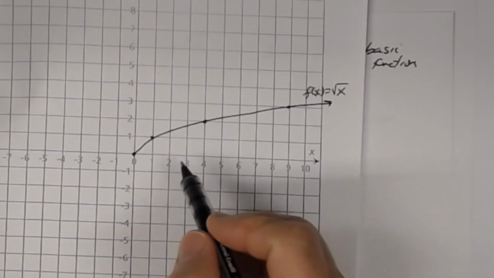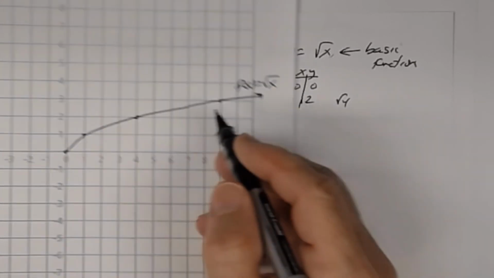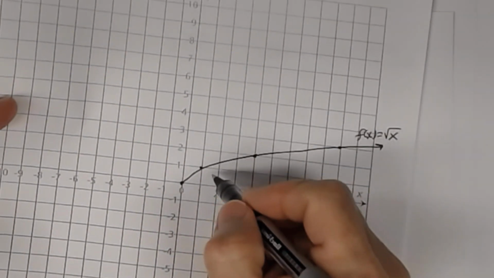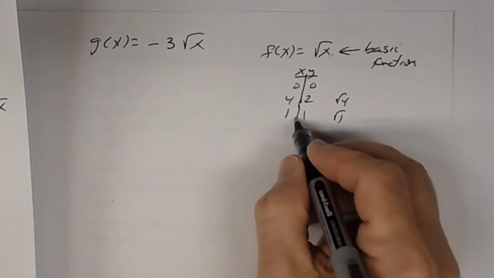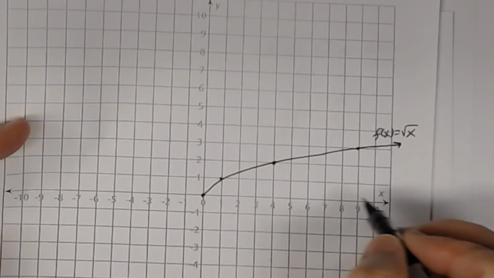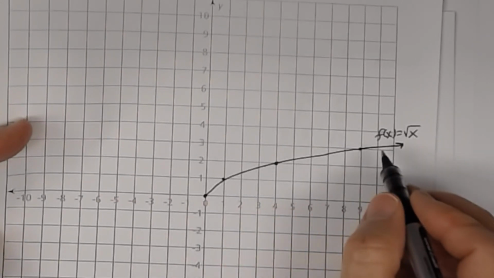So there's the point 4, 2 right here. See it? So that's the point 4, 2. If x is 1, I get the square root of 1, which is 1. So there's the point 1, 1 right here. If x is 9, I get the square root of 9, which is 3. So there's that point 9, 3 right here. Okay? And so there's your graph. So that's the graph of the parent function.